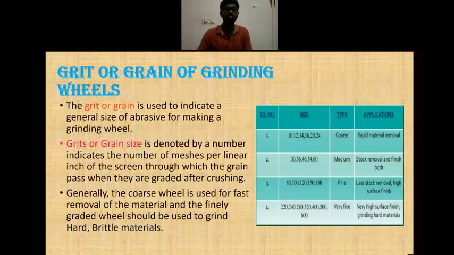Now let's see what is grit or grain of grinding wheels. Grit or grain is used to indicate a general size of abrasive for making a grinding wheel. If you look at this table, you can clearly understand the various types of grit like medium, fine, very fine, and their applications also.